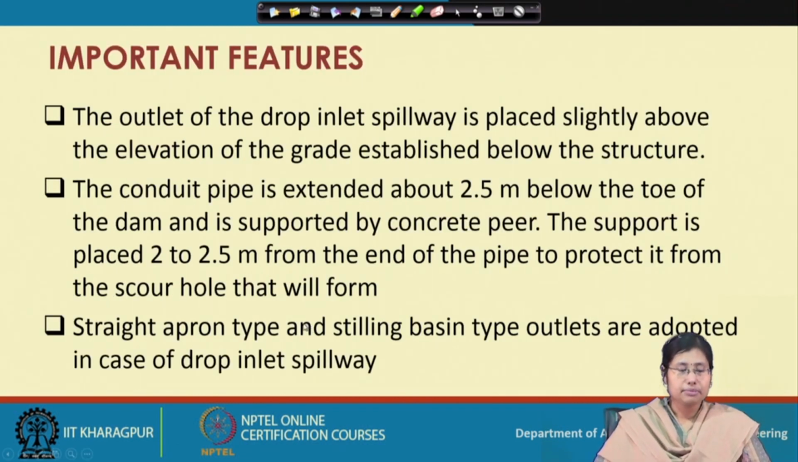Coming to some of the important features, the outlet of the drop inlet spillway is placed slightly above the elevation of the grade established below the structure. Second, the conduit pipe is extended about 2.5 meters below the toe of the dam and is supported by a concrete pier. The support is placed around 2 to 2.5 meters from the end of the pipe to protect it from the scour hole that will form. The straight apron type and the stilling basin type outlets are in general adopted in the case of drop inlet spillway.